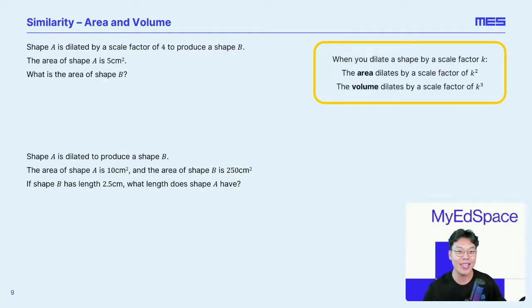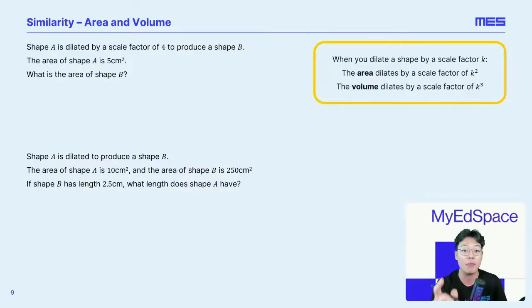All right, let's take a look at these. These are examples from our previous one. So let's see if you can get it in the chat here. Shape A is dilated by a scale factor of 4. Okay, what does that mean again? Dilated means the shape is growing or shrinking, but the shape itself is similar, right? It's staying the same dimensions. So shape A is dilated by a scale factor of 4 to produce a shape B.